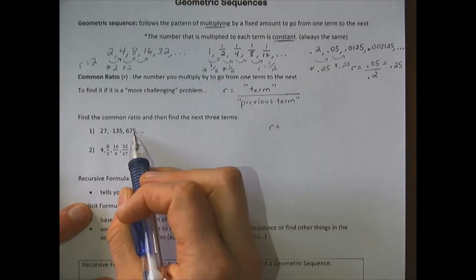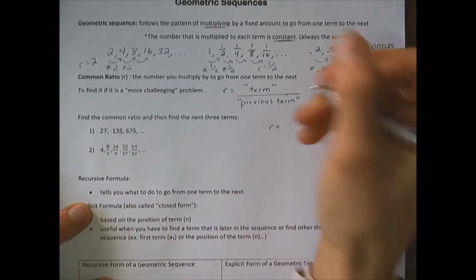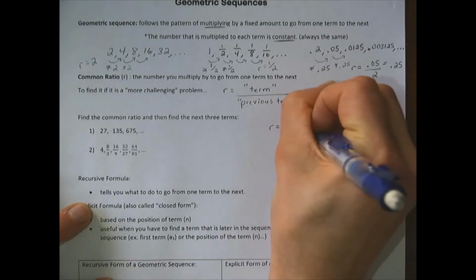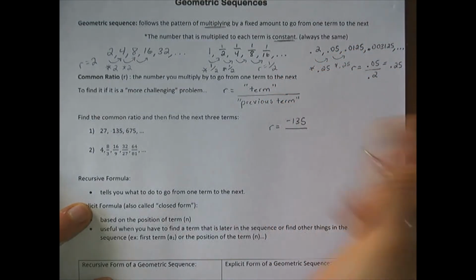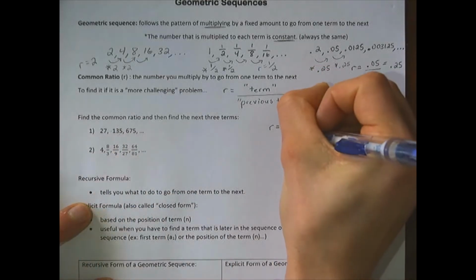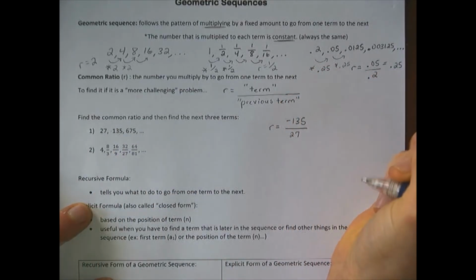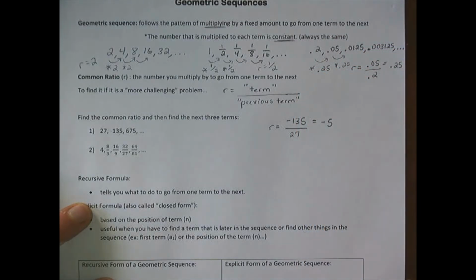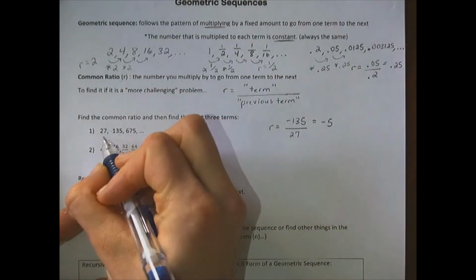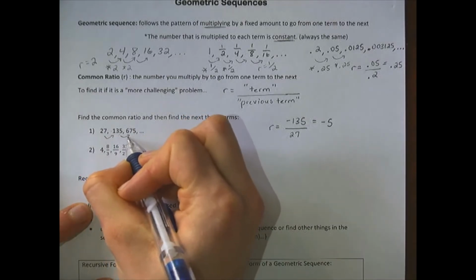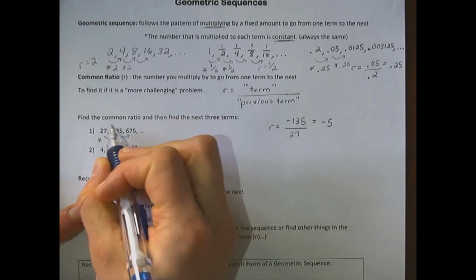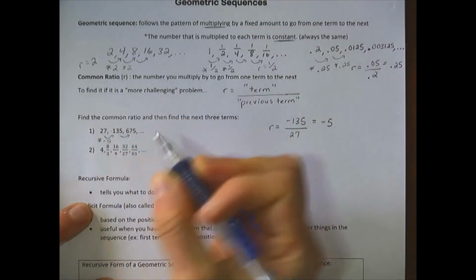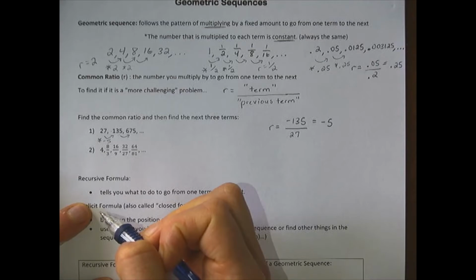Well, all I do is take one of its terms. So I could take the negative 135. And then I'm going to divide by the term right before that. So the term that's right before that would be 27. And when I take those and divide them out, I end up getting -5. So that means that if this is geometric, which since they're saying common ratio, it probably is, then I would be multiplying by -5 each time.